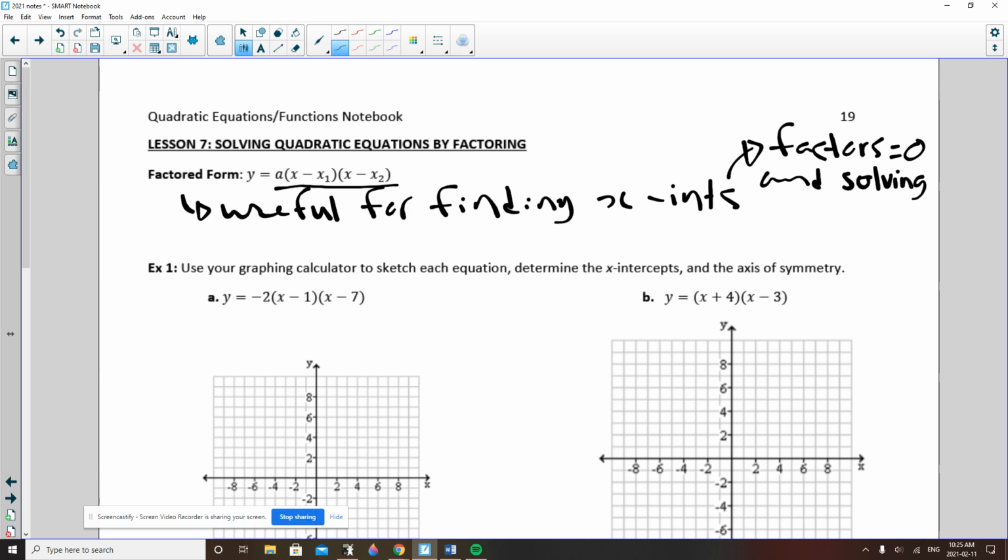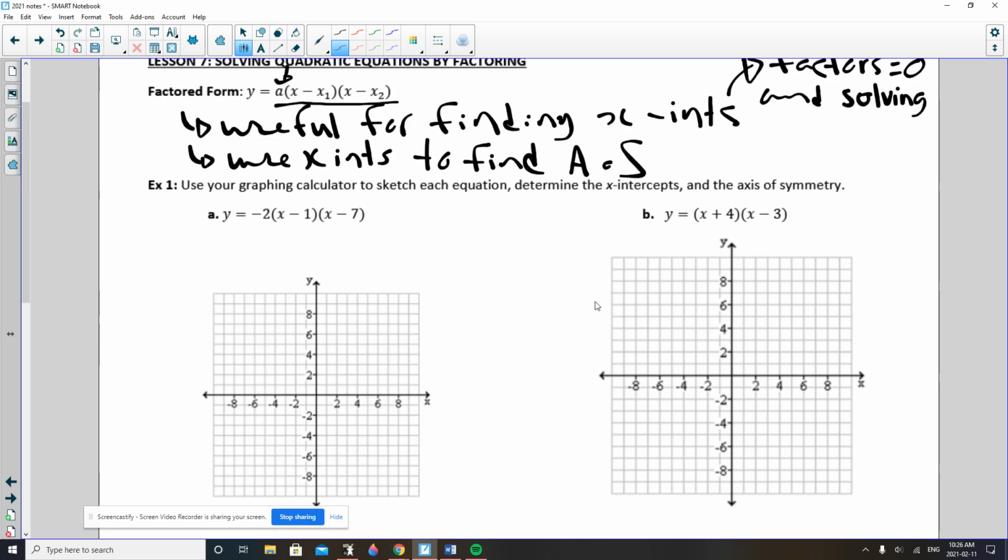The other reason that factored form is useful is obviously I can tell my a value, right? It tells me if it opens up or down, and it tells me my vertical stretch. The other thing that I can do is I can actually use my x-intercepts to find my axis of symmetry. So let's go look at what I mean for that. I'm actually going to start on B rather than A because B is a bit easier.